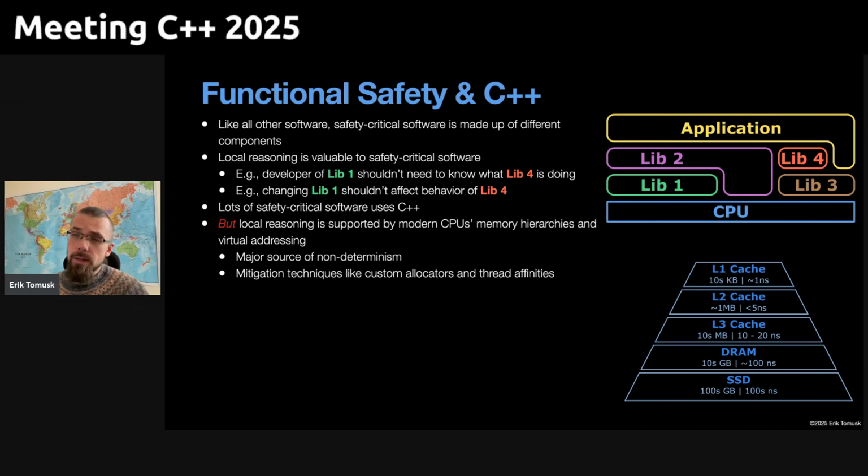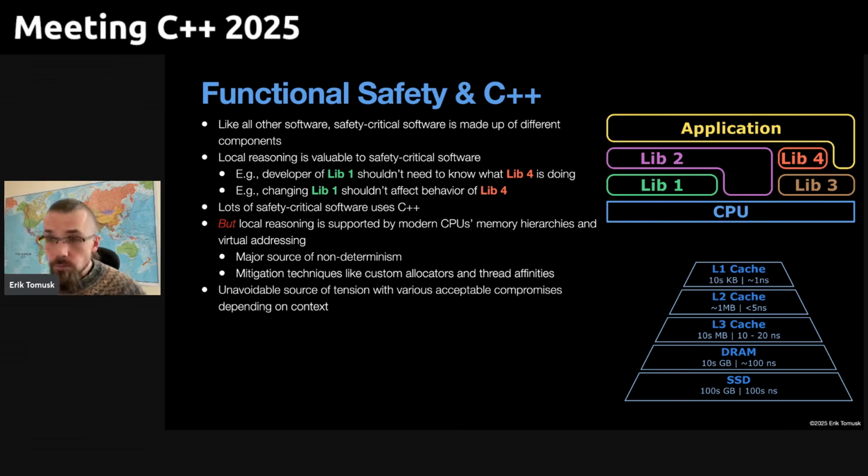And this is why just about every time you see a presentation on real-time or safety critical systems, they will talk about things like custom allocators and thread affinities, and various mitigation techniques to improve the performance determinism of their application. So there's this inevitable, unavoidable source of tension between running software quickly on a modern CPU system and running it deterministically. There are a number of compromise solutions, but ultimately it will always be some sort of compromise.